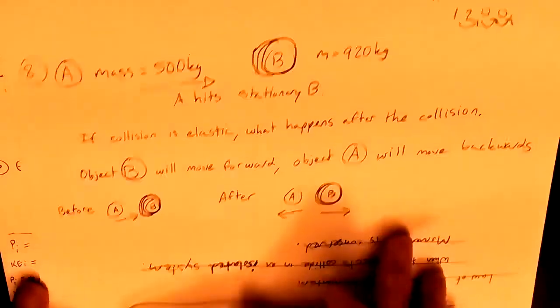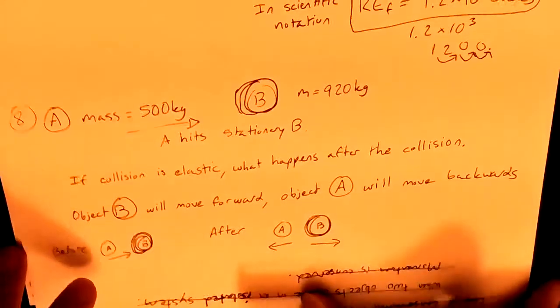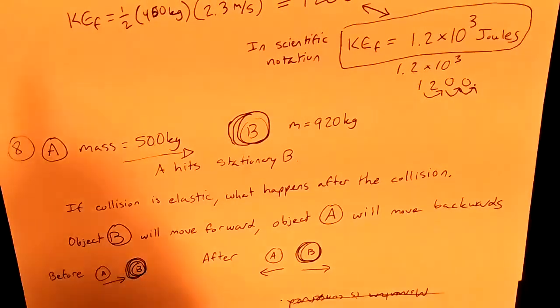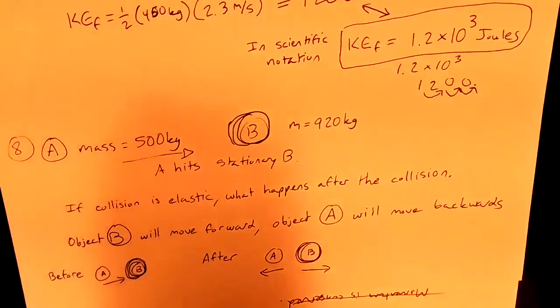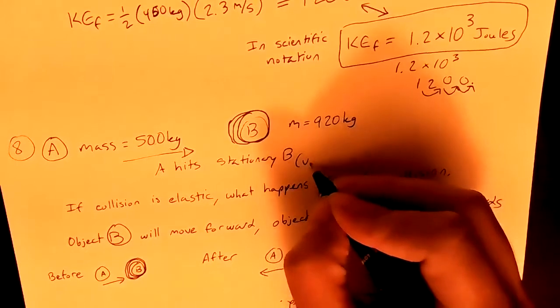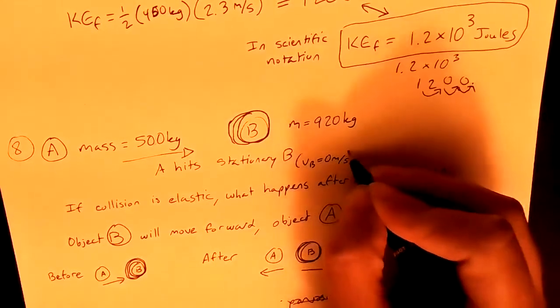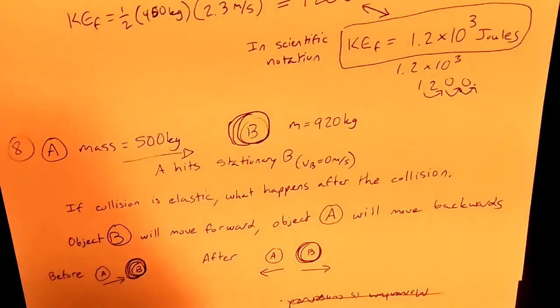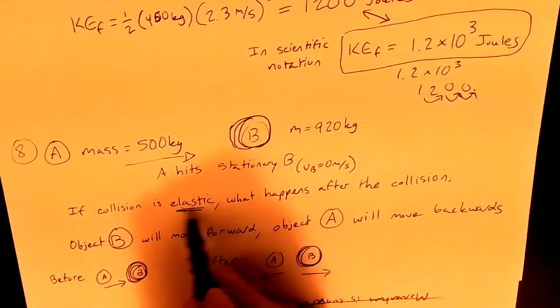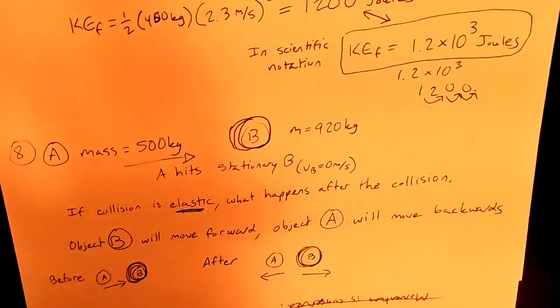Then we have 8. Ignore that bottom stuff. But here, that's all you need to see. We have object A with mass 500 kilograms, and it hits a stationary object B, which means VB equals 0 meters per second initially. If the collision is elastic, what happens after the collision?